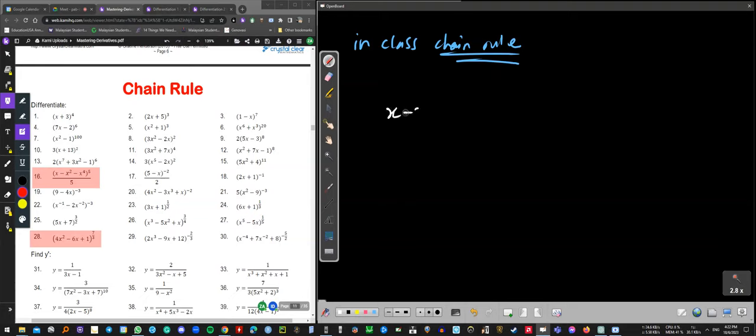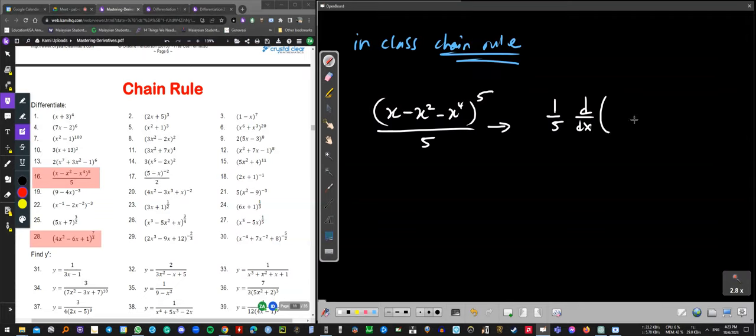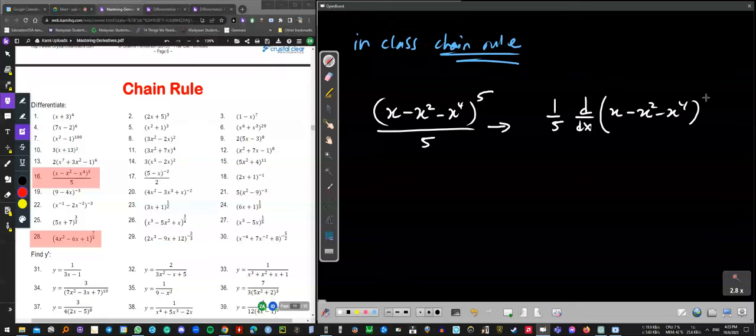16 kita ada (x − x² − x⁴)⁵ over 5, semua dekat atas tu to the power of 5 over 5. Now, as we were talking, kita nampak this is a fraction. Bottom dia tak ada x. So, kalau nak split jadi into partial fraction pun lagi sakit kepala. So, kita boleh take out je 1 over 5 tu. Meaning, this is what I mean lah. I just put 1 over 5 outside. Then I just d/dx kan siapa? (x − x² − x⁴) to the power of 5.